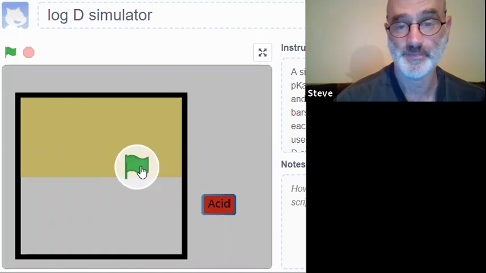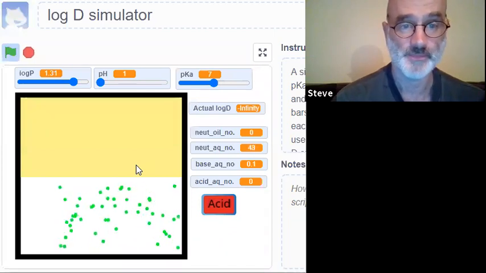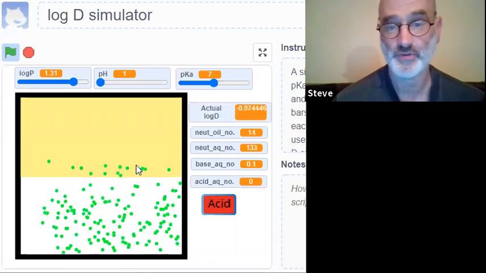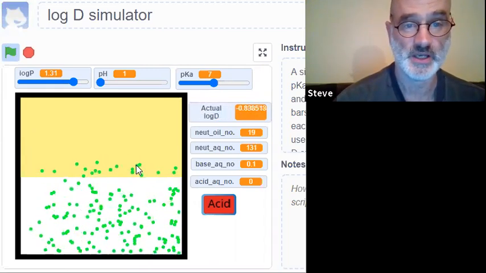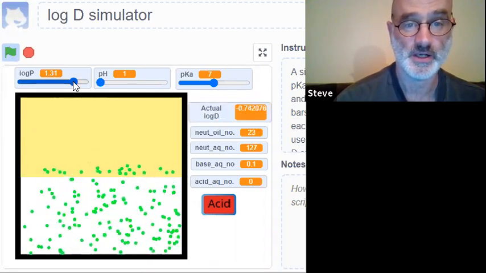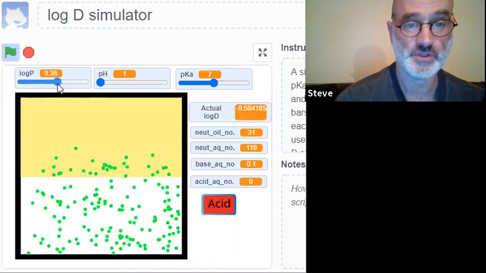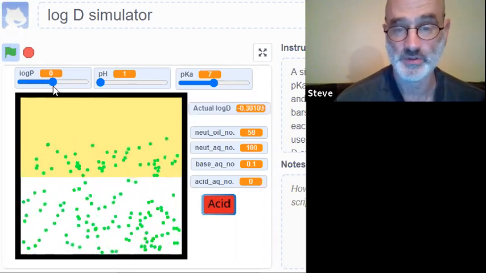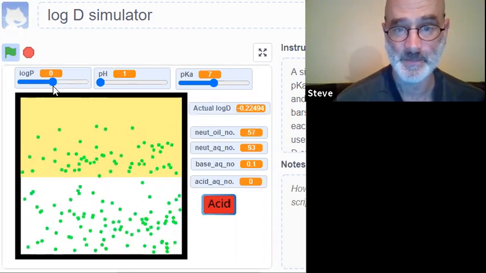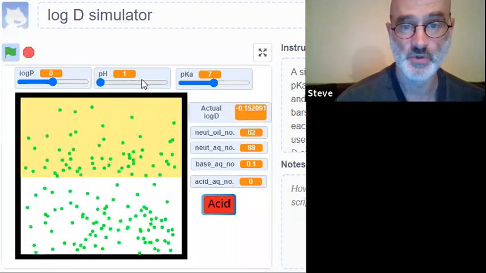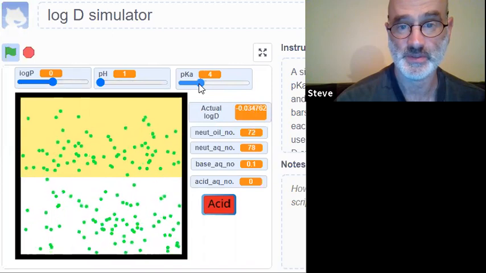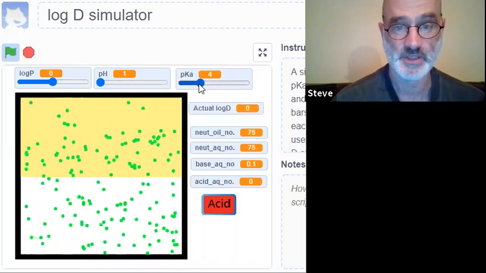There are more options here. So you've got log P, and you've got pH, and you've got pKa, and you've got the ability to swap between an acid and a base. So here, what I want to do is set the log P to zero, and so it should be an equal diffusion. So this is an acid. My pH is at 1 and my pKa is at 7. I'll take that pKa down just a little bit, something a little bit more realistic for a carboxylic acid.